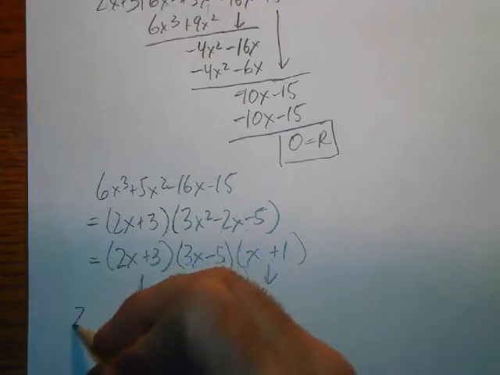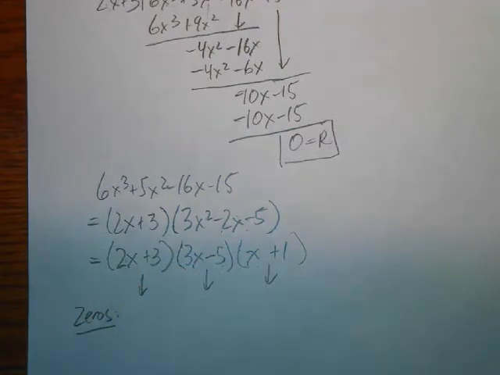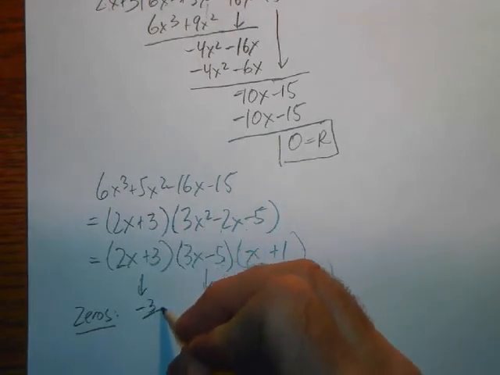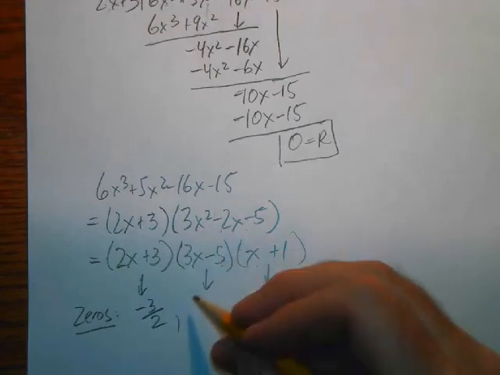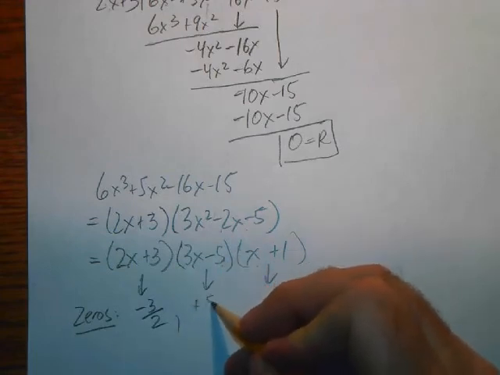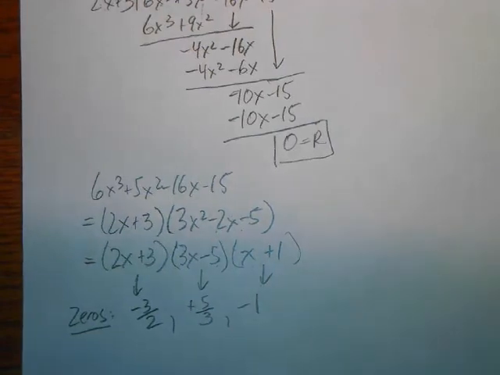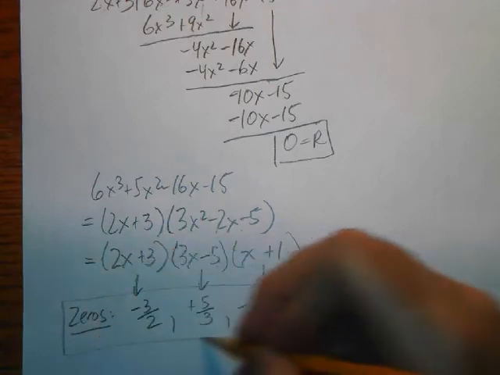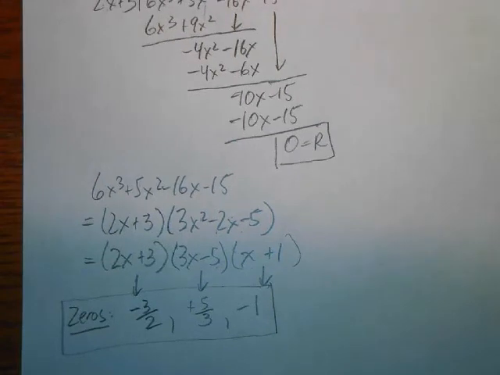If we want to find the zeros for our sketch, set each of these equal to 0, and hopefully you know how to do this. That's going to be positive 5/3 and negative 1. Okay, so those are the three zeros, 3 x-intercepts. What else do we know about this from before?